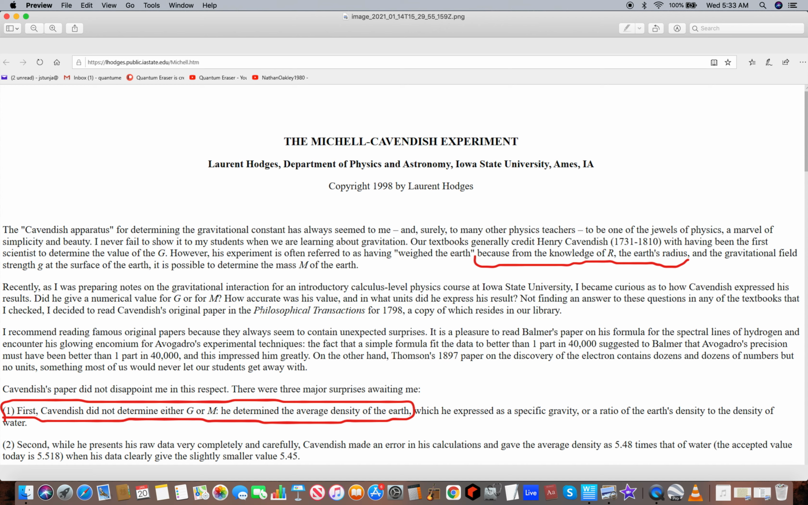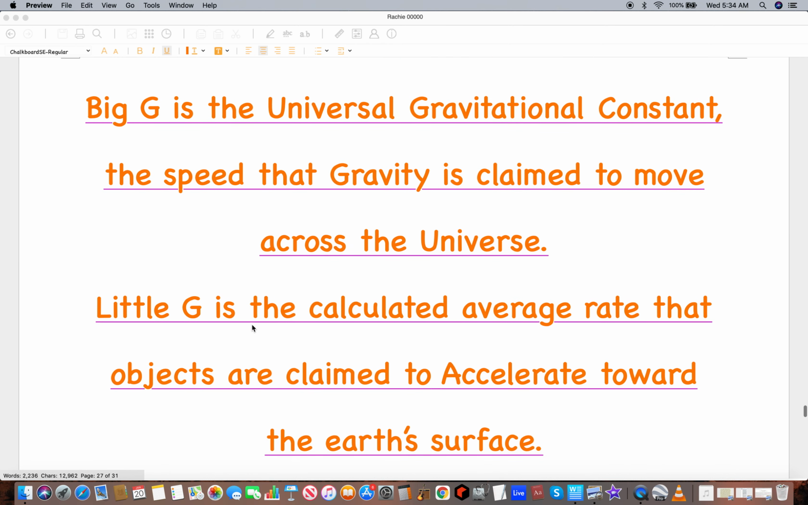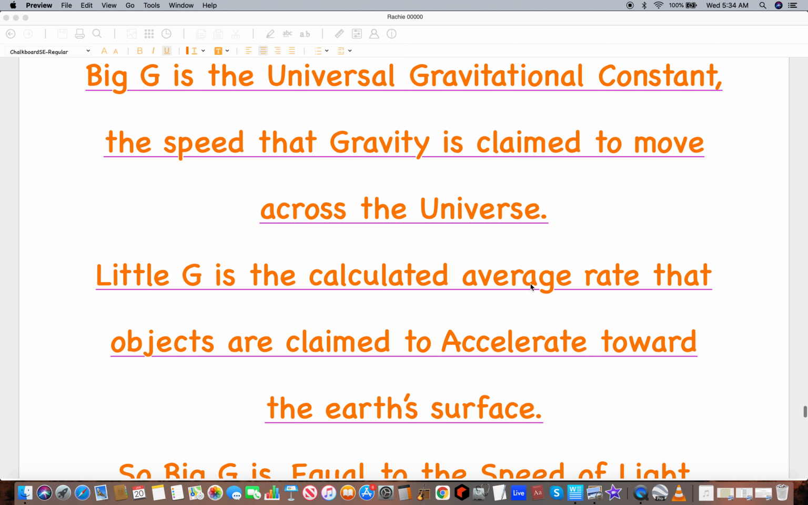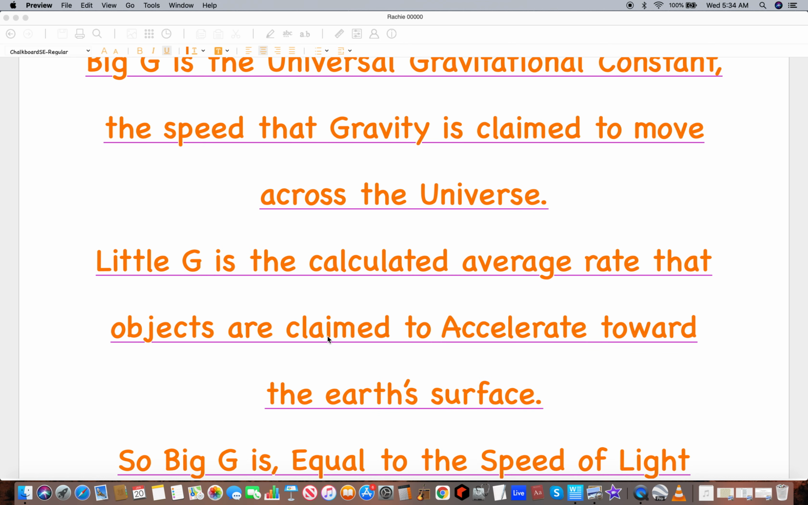And then other people claim that it was Charles Vernon Boys that actually calculated it with his 9.8 meters per second squared, and that may have been correct until Einstein came along, because that's when his 9.8 meters per second squared became little g. Okay, I'll give an explanation here. Big G is the universal gravitational constant, the speed that gravity is claimed to move across the universe. Little g is the calculated average rate that objects are claimed to accelerate toward the Earth's surface.